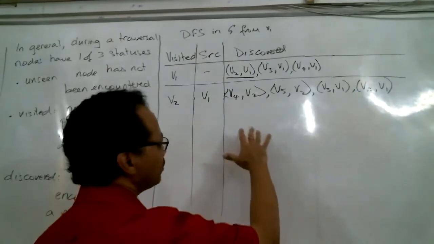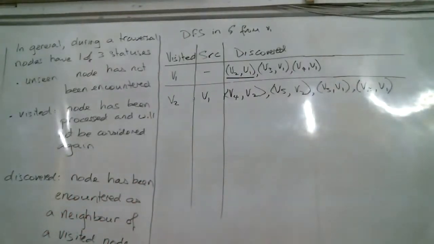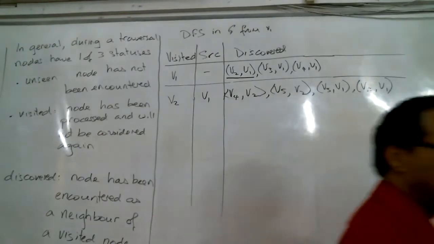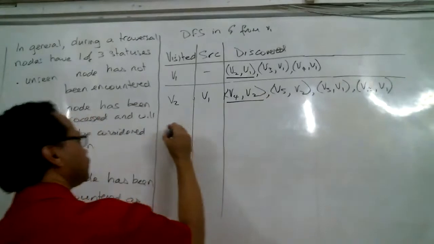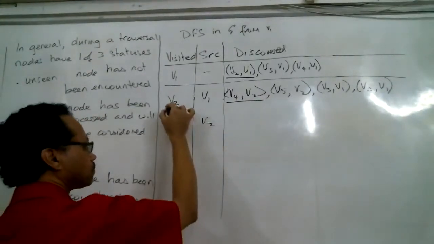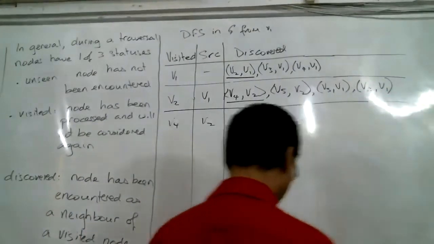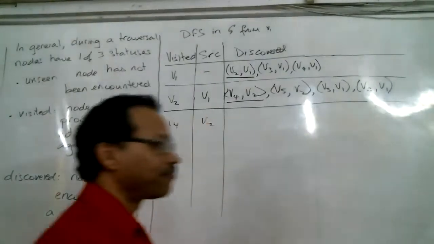Anyway, proceeding. So I noticed I put the 4 before the 5. 4 and 5 have equal priority because they're both neighbors of V2. I put the 4 before 5 because we agreed that you must use a lower number node. That's the only reason. So this means that I'm now going to take out V4. And I came from V2, so I record that. Which means that now V4 is visited. And we're examining neighbors of V4.